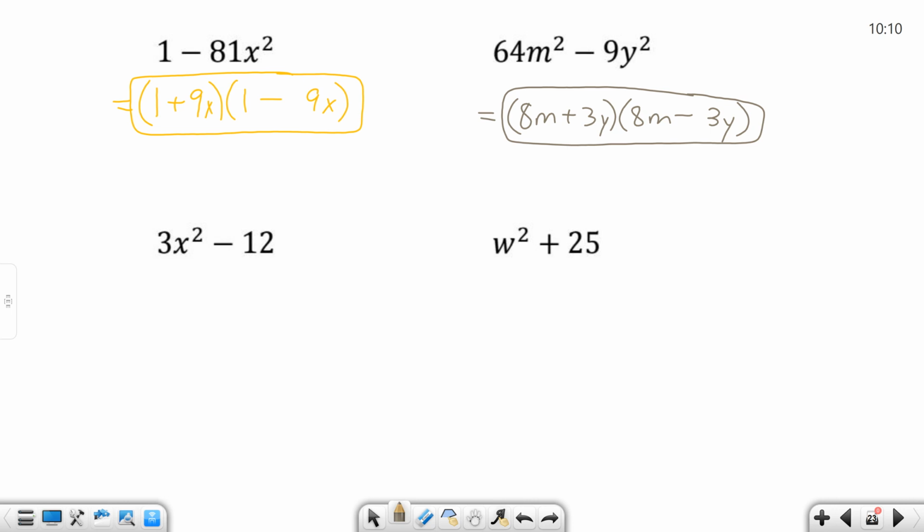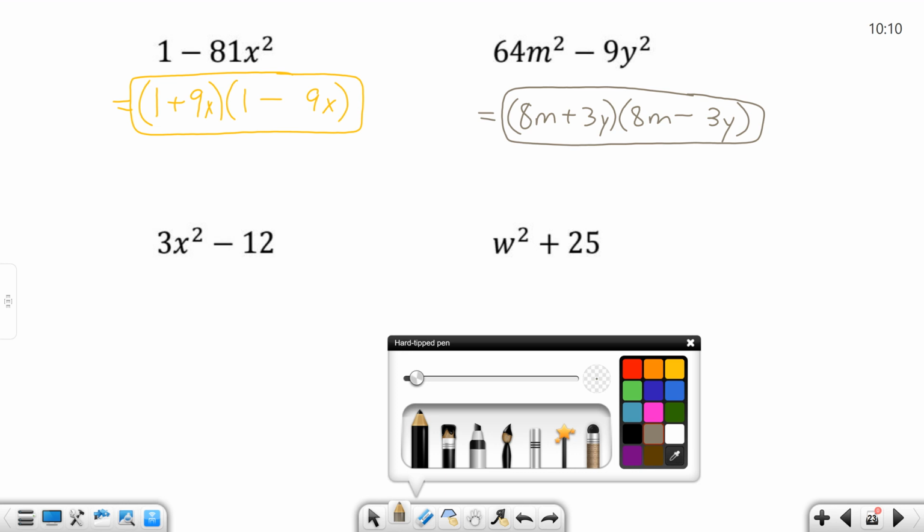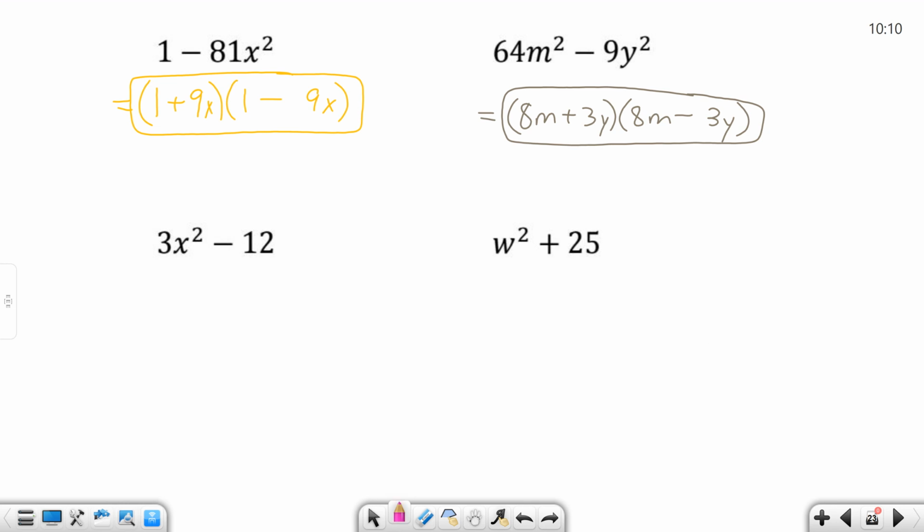Later on in your algebra life, you're going to use that to your advantage. You'll actually use this whole plus and minus with everything else the same, and that's going to work to your benefit for something else besides just factoring these.